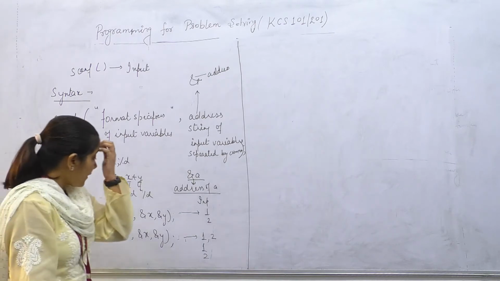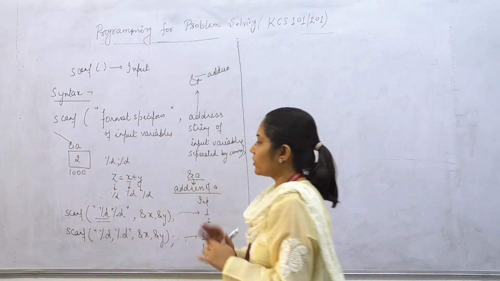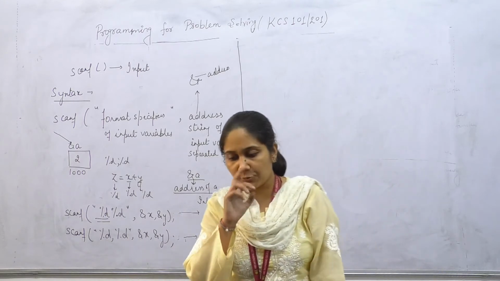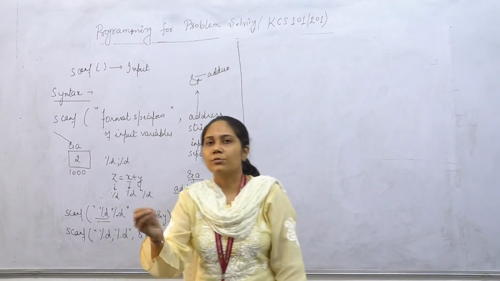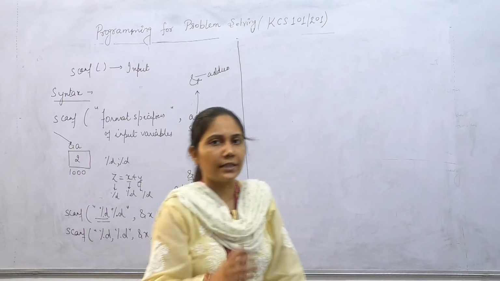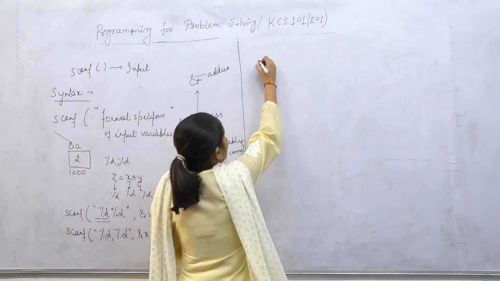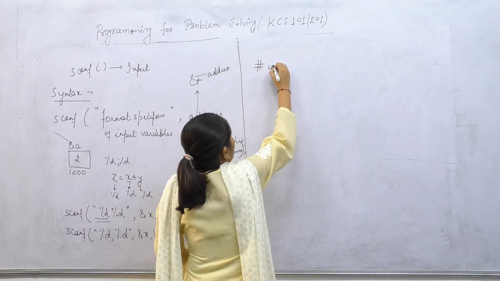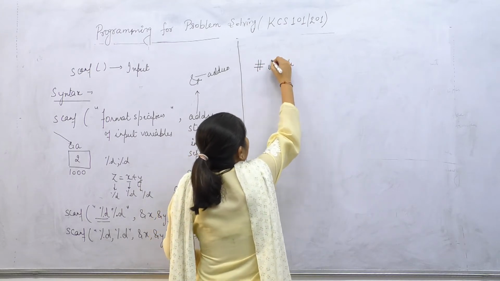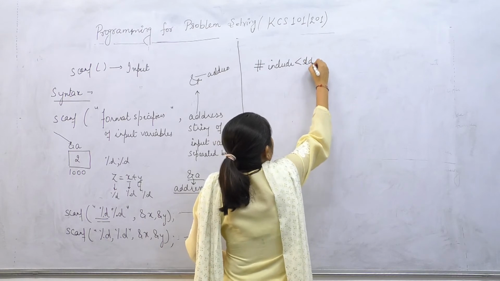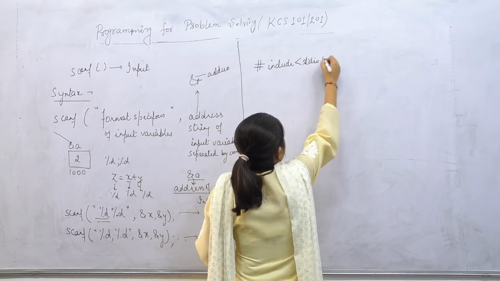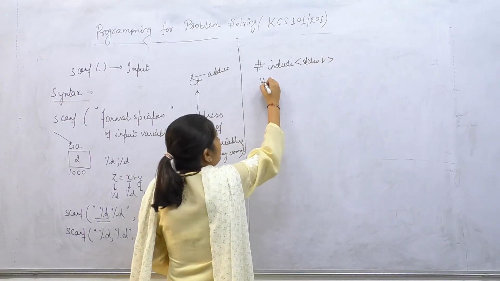Okay. Now, suppose I am writing a program to print the sum of 2 integers. 2 integers I am specifying. So how am I going to write it? First of all, just include stdio.h. Okay. Then void main.